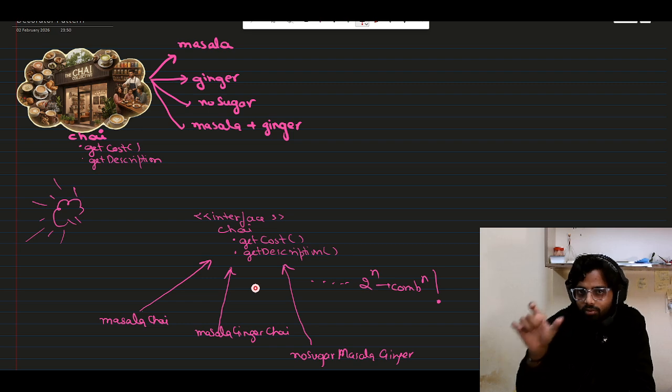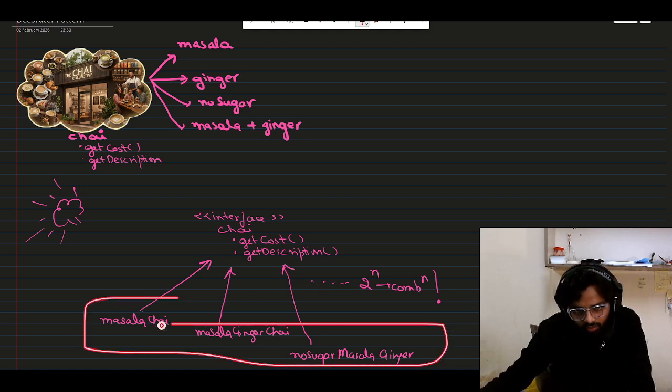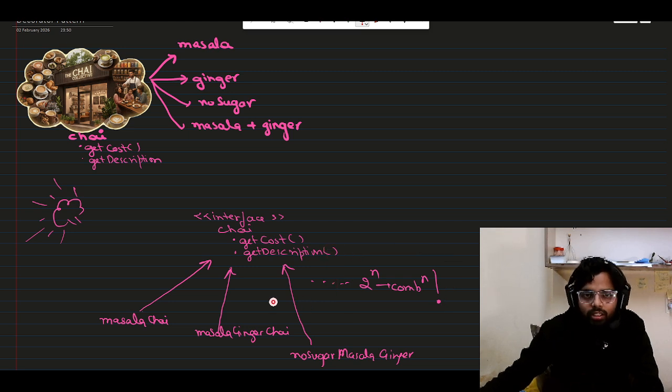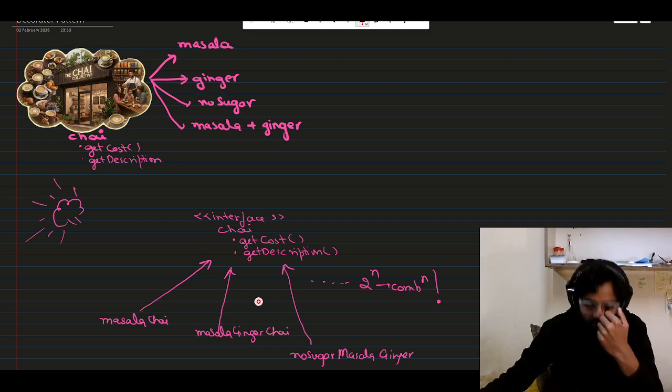I have to create one class for these four specific ones. So in a similar way, I have to try out all the combinations of these classes, which will be around 2 power n combinations, which is not a feasible solution. Okay, so I have to think of another solution.